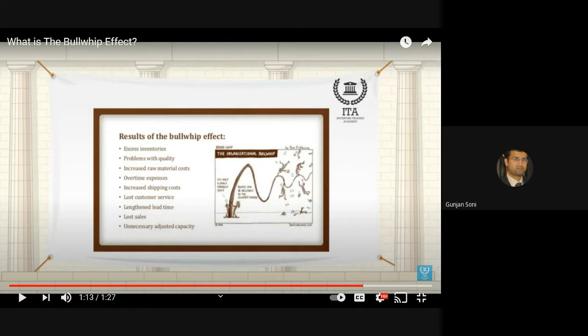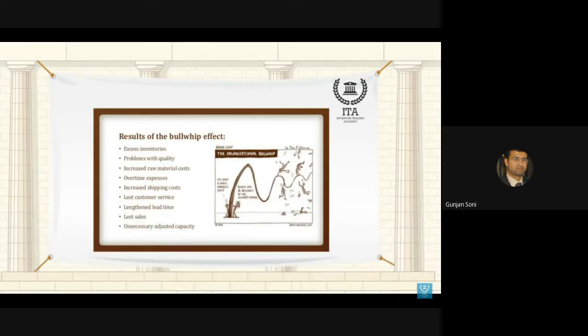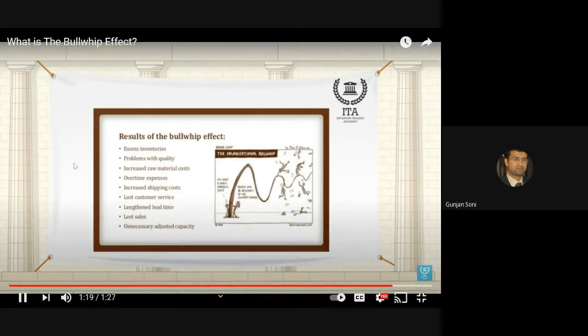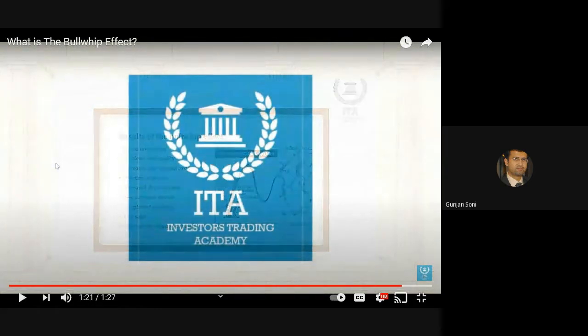The lead times may be more, because you are trying to make the product which is not there on the shelves initially. Lost sales, unnecessary adjusted capacity, which means you thought there's high demand, so you purchase more machines to produce the product, while the demand was not actually high. Also, sometimes the whiplash effect. In this blog post, we will explain this concept and outline some of the contributing factors to this issue.